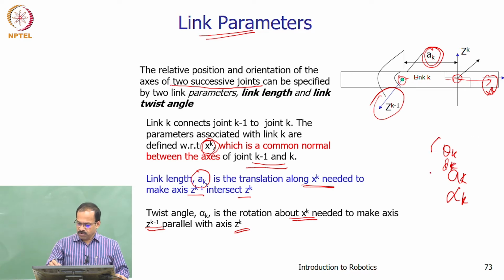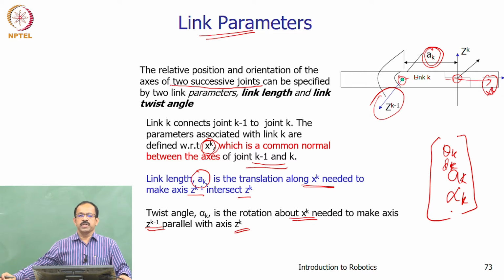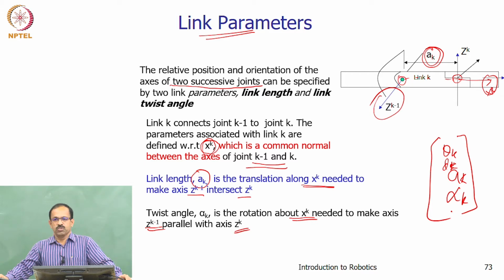So these are the 4 kinematic parameters associated with every joint.